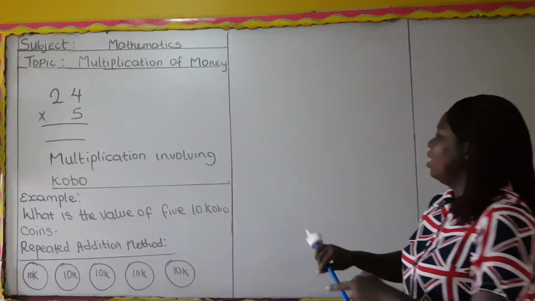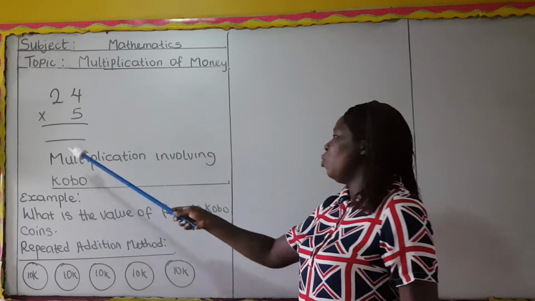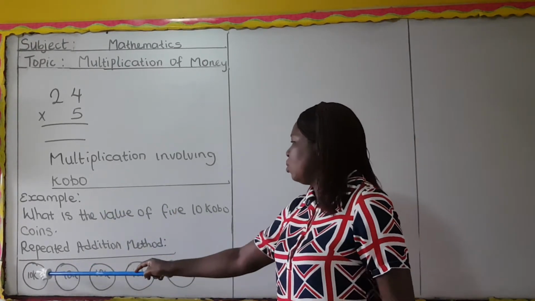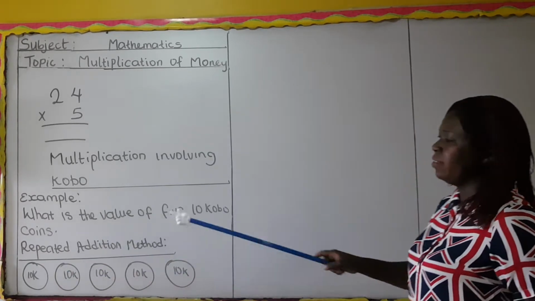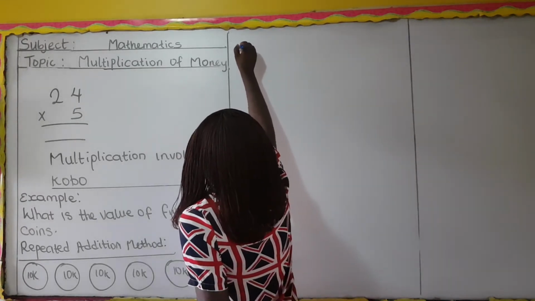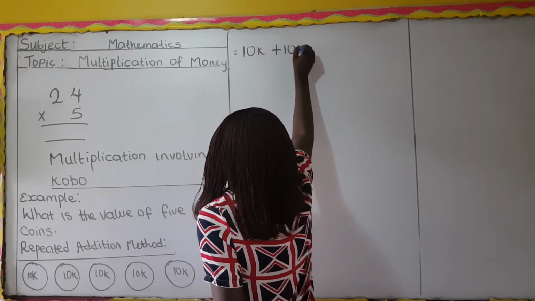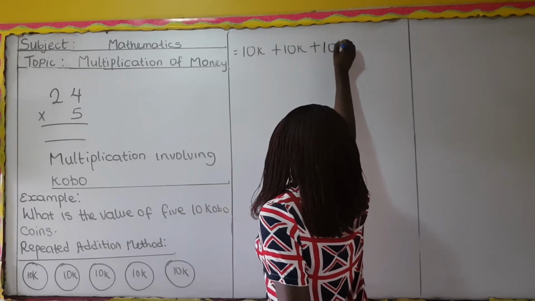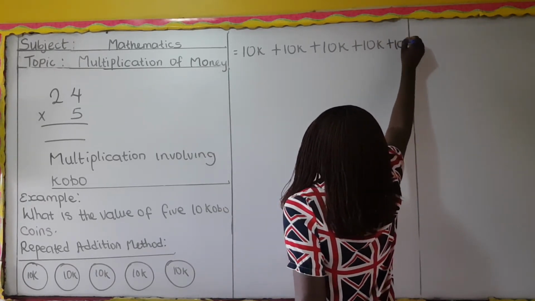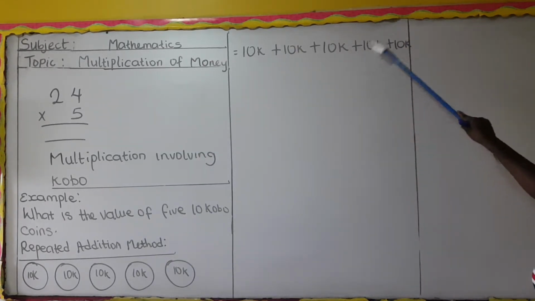So, what is the value of 5 10 kobo coins? We'll be using the repeated addition method for this. Now we have 5 10 kobo coins. 1, 2, 3, 4, 5. So the addition method will be 10 kobo plus 10 kobo plus 10 kobo plus 10 kobo plus 10 kobo. So that is 1, 2, 3, 4, 5.